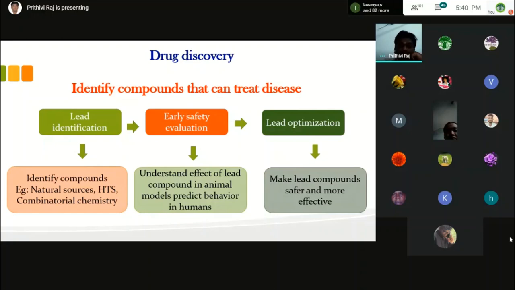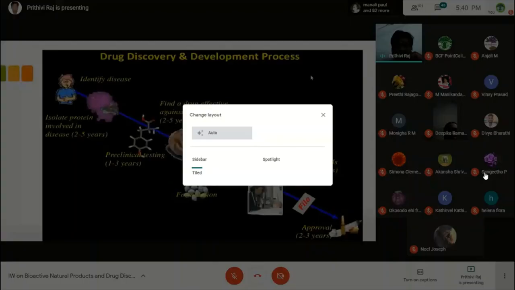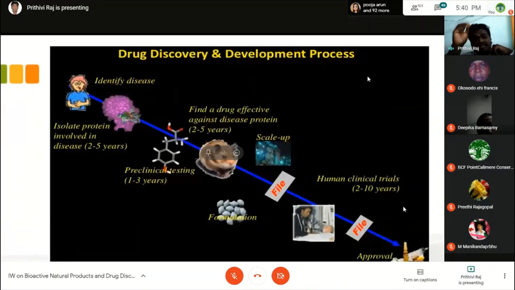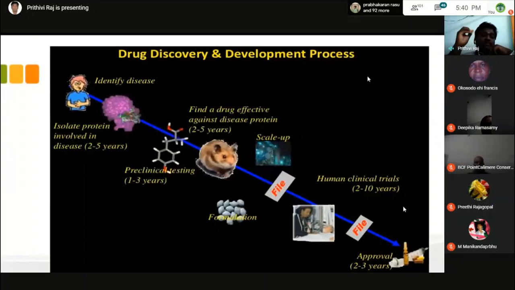How does drug discovery and development occur? For example, if I'm focusing on an anti-diabetic, I have to identify the disease. I want to focus on the anti-diabetic, so I have to isolate some of the proteins. In these cases, how many years will it take? It will take nearly 2 to 5 years.